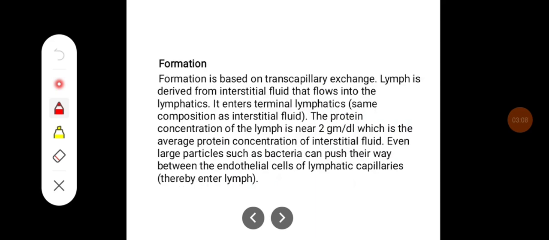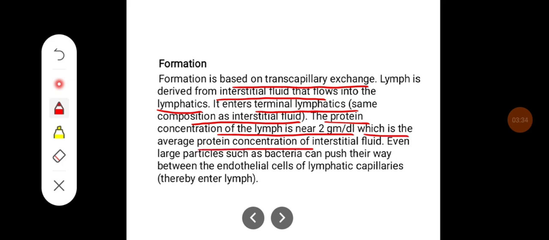Its formation. Its formation is based on the transcapillary exchange. Lymph is derived from the interstitial fluid that flows into the lymphatics. It enters terminal lymphatics, which has the same composition as that interstitial fluid. The protein concentration of the lymph is around 2 grams per deciliter, which is the average protein concentration of interstitial fluid. Even large particles such as bacteria can push their way between the endothelial cells of lymphatic capillaries, thereby they can enter into the lymph.